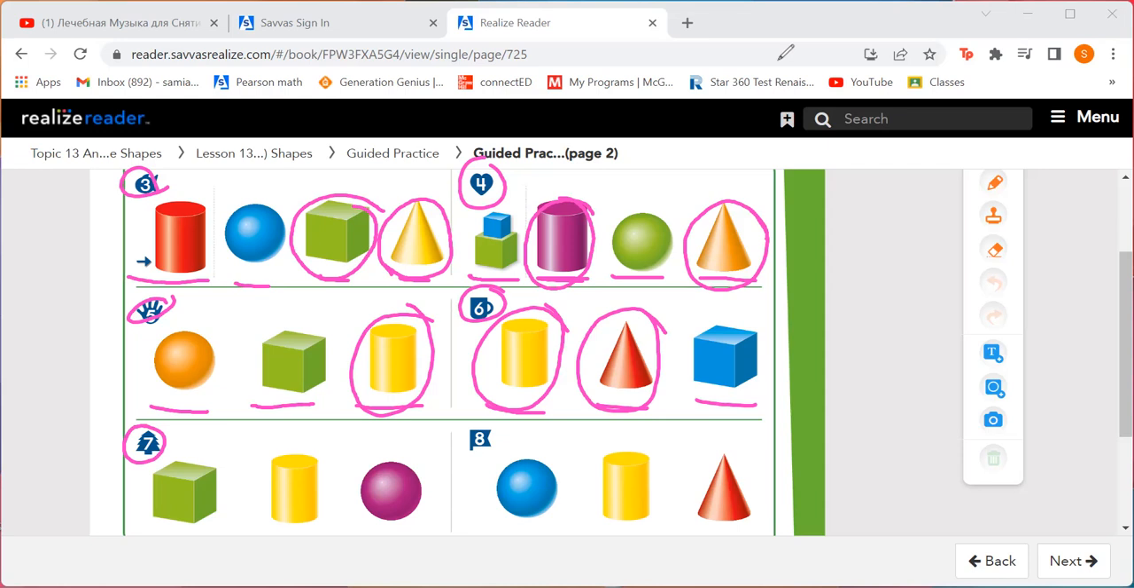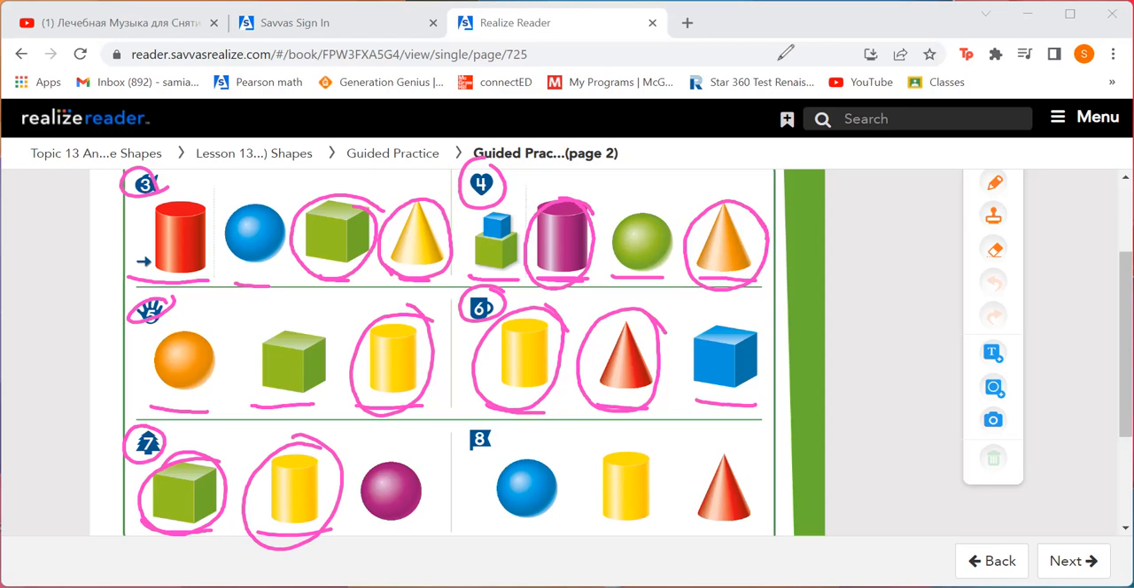Look at the first one. This is a cube. Can we stack a cube? Yes. Can we make that cube slide? Yes, we can. So we are going to circle it. All right, let's look at the next one. Can we stack that cylinder? We can stack it. Can we slide it? Yes, we can slide it on that flat surface on the top or bottom.